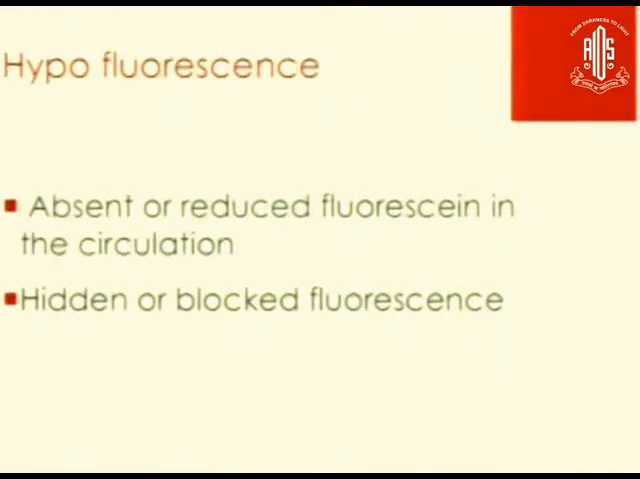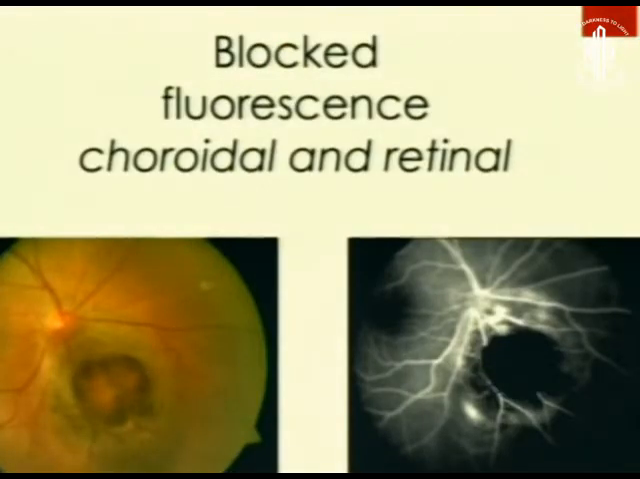So hypo, as I said, is reduced fluorescence in circulation, or it is hidden from your view. The fluorescence is available there. It's not that it could not reach the place, but it's not visible for you due to something which is blocking the fluorescence. So the blocked fluorescence, depending upon whether it's choroidal alone or choroidal and retinal, you can know the location of the structure which is blocking the fluorescence.